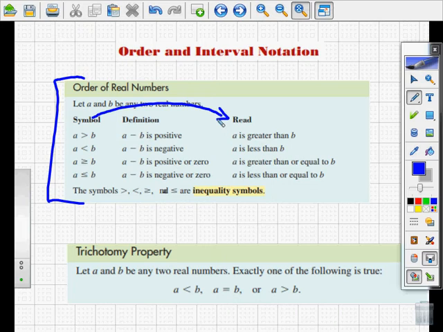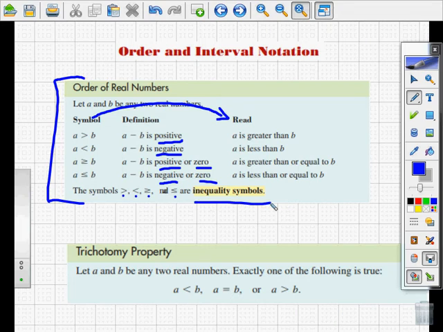Now, what we have to explain here in this table is when you subtract A and B, for example, when A is greater than B and you make a subtraction of those two numbers, your answer has to be positive. When A is less than B and the subtraction, your answer has to be negative. When A is greater or equal to B, you can have two possible answers: positive, or it can be a 0. And when A is less or equal to B, it can be negative or a 0. The symbols greater than, less than, greater or equal than, less or equal than are inequality symbols that we're going to be using.